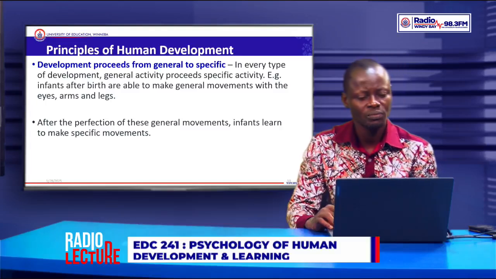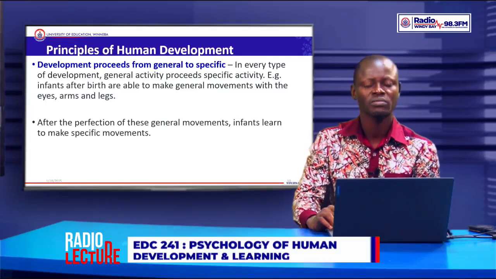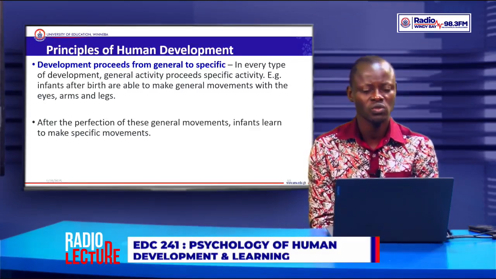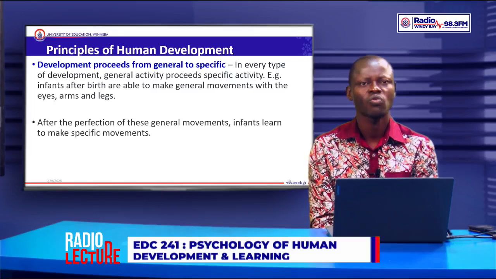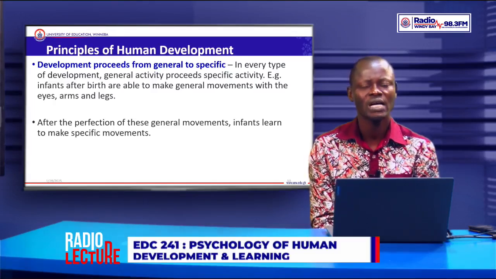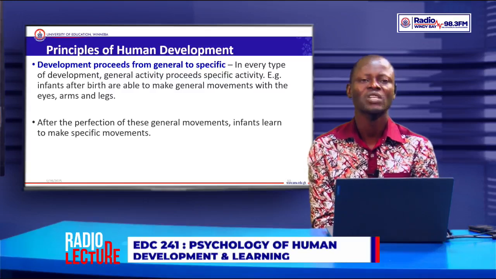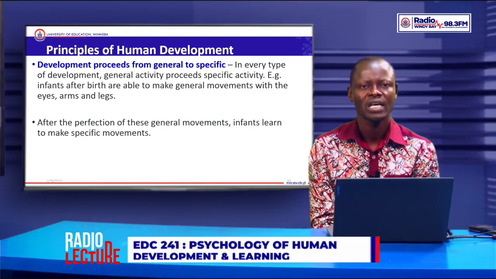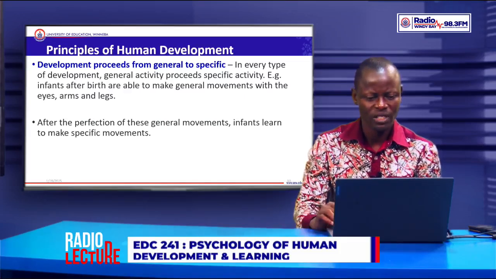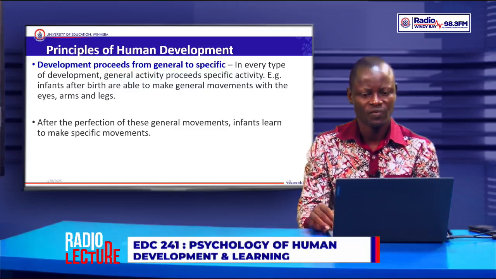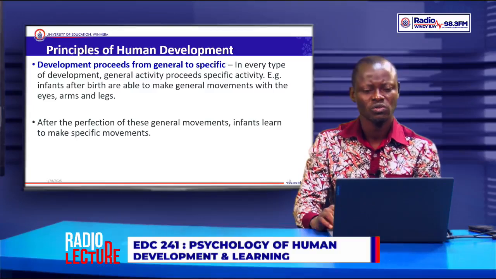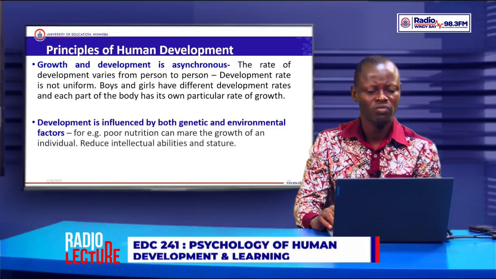The next principle is that development proceeds from general to specific. You'll be able to perform general activities before you can refine the motor skill to be able to do specific activities, just like you control your eyes, you blink your eyes, you're able to control your arms and your legs. Children will not have the opportunity to be able to do that, but adults as we are, we're able to control our eyes, our arms and our legs and every part of our body. This means that we have been able to proceed from general to specific. So as children learn to do the general ones, they will then learn how to manage the specific activities, in terms of movement and how they do their things.